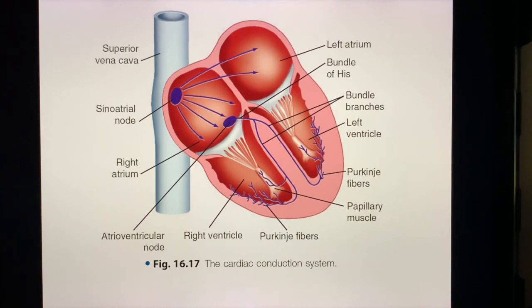Now here, an illustration lifted from your Berne and Levy. This is your superior vena cava. This is your right atrium. Again, your superior vena cava. This is your right atrium. This is the SA node. Look at the location of the SA node. It lies between the superior vena cava and, not shown here, the sulcus terminalis of the right atrium.